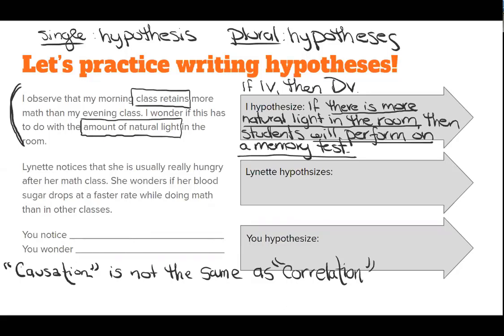Now, this isn't super tested on the GED because this is a finer point of science, but it is a huge deal in your college science classes. So causation means that one thing makes another thing happen. Correlation just means that things occur together. Causation is like a stronger word than correlation.